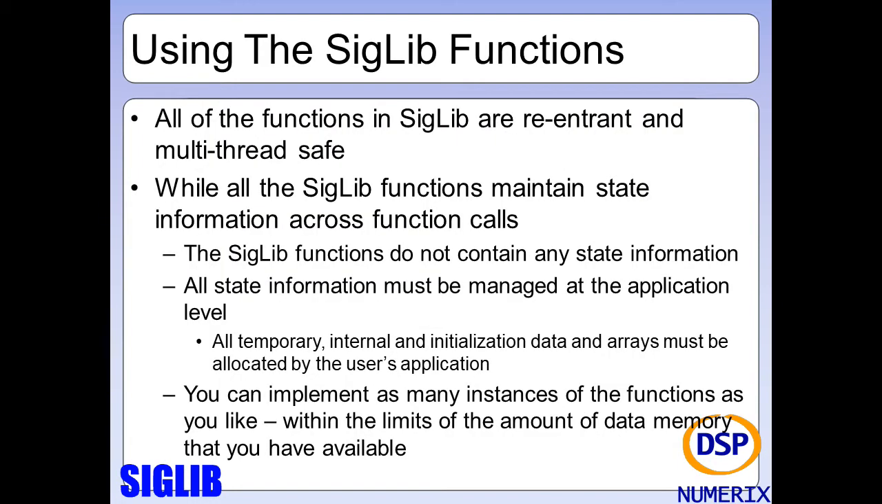All of the functions within the SigLib library are reentrant and multi-thread safe. This means that you can process multiple channels of data with all of the functions. While the functions maintain state information across function calls, the functions themselves do not contain any state information. All of the state information must be managed at the application level. So if, for example, you have an application that is processing 4 data streams in parallel, then you will need to maintain 4 copies of all of the state information within your program.